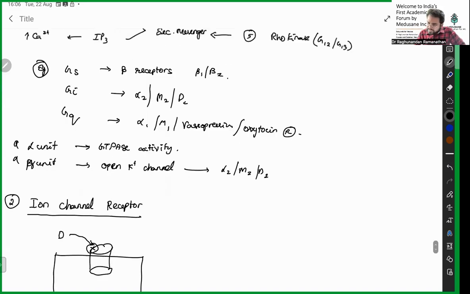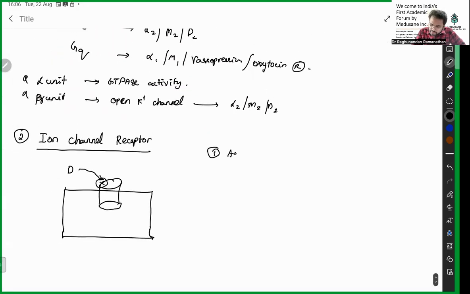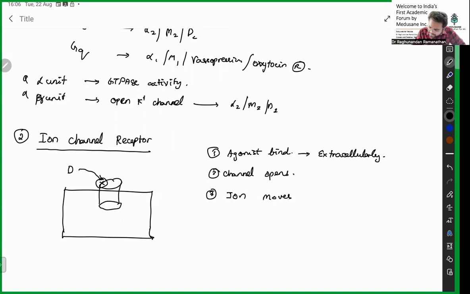Again we will write like this. Okay, so what is going to be the first action? Number one, your agonist is going to bind. Agonist or your drug, you can say. Your agonist is actually going to bind. This is going to occur extracellularly. Okay, next, your channel is going to open. I want you all to write it down along with me. Channel is going to get open. Third one, your ion moves along the concentration gradient.